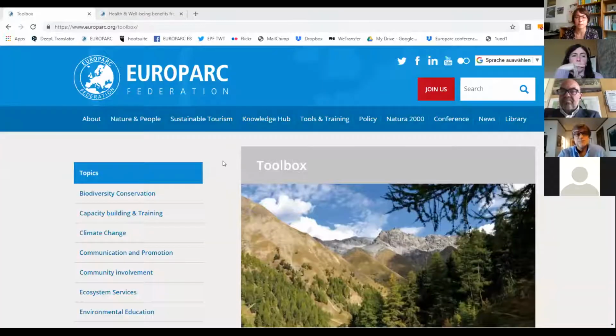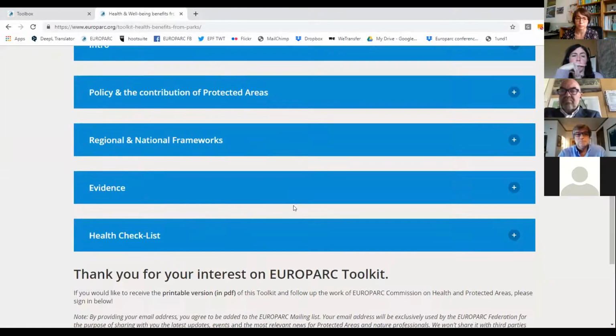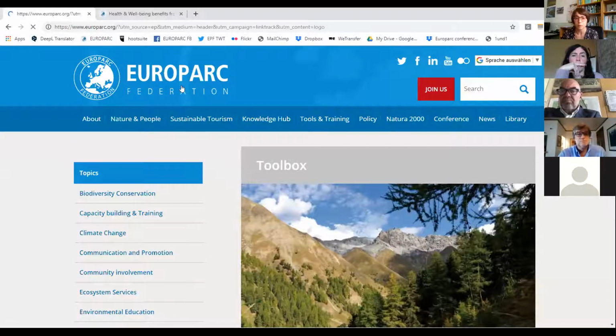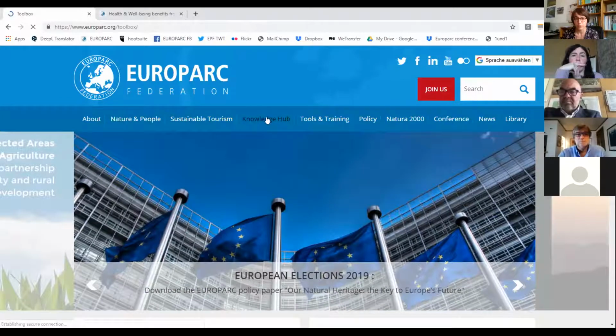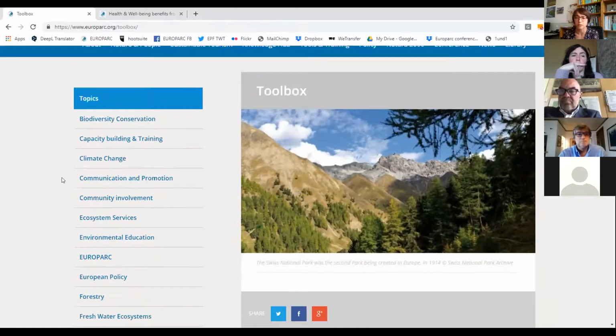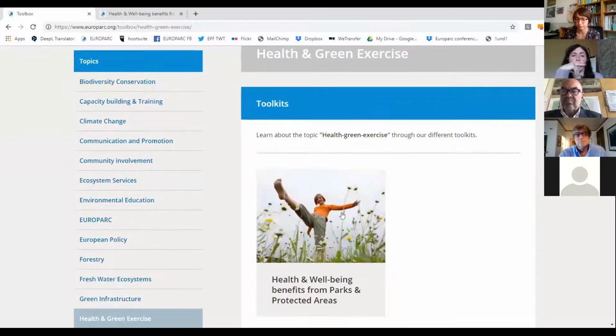And in this toolkit, we have a lot of examples and guidelines on how parks can work better on the health agenda. So there is a lot of material that you can get inspiration from, and it's all available online. It's very easy to find. You just need to open our website, go to Knowledge Hub, and in the Knowledge Hub you have a list of the main topics that we are working with and topics that are relevant for the work of protected areas, and you'll find in Health and Green Exercise this toolkit. It's just a tool that we produce for all parks, so you are free to use it.